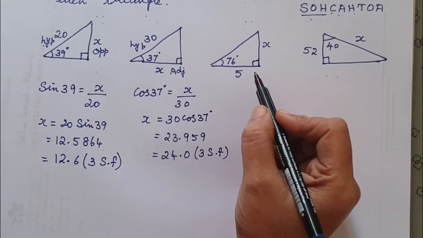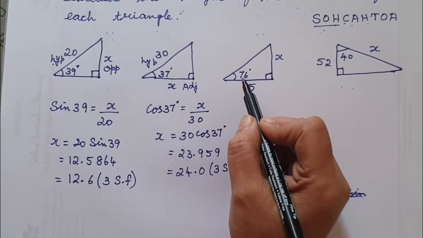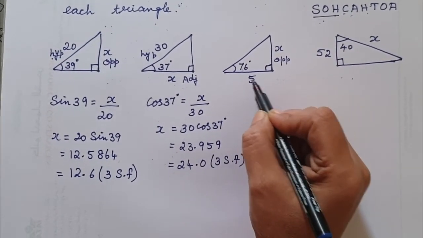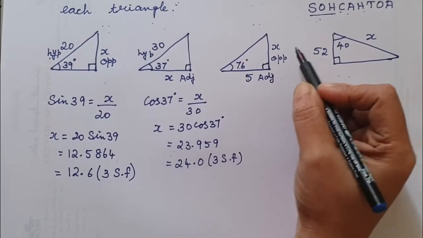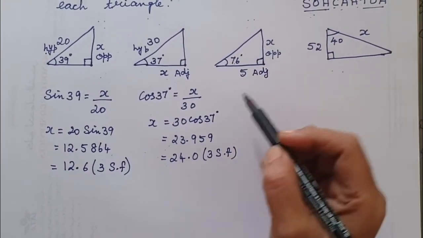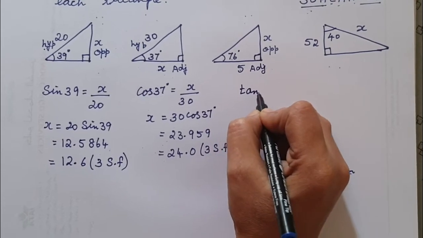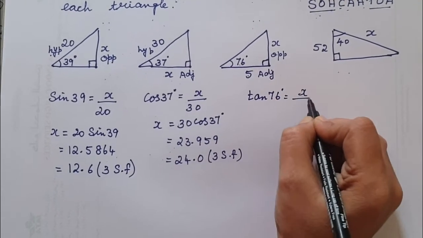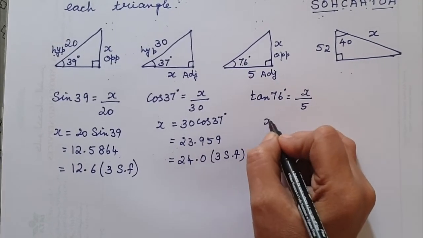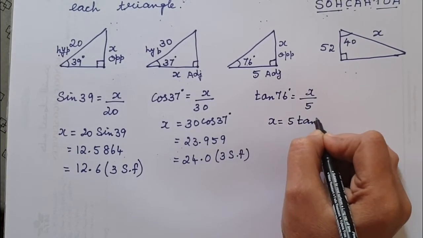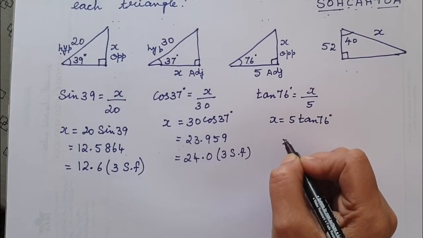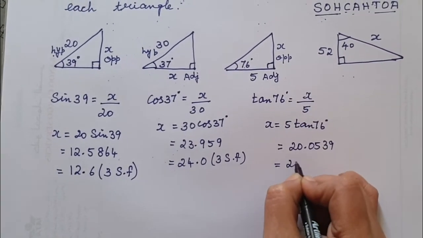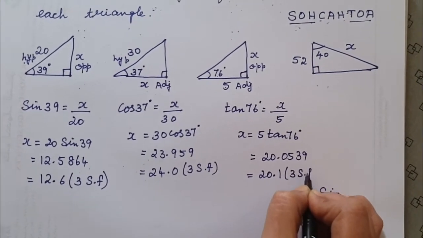Again the next one. Which sides are given? First let us check which sides are given. This is opposite to the angle, so this is the opposite side. And this is the adjacent side. So which one relates to opposite and adjacent? It is the tan. So let us use tan. Tan 76 is what? Opposite over adjacent. Opposite is x, adjacent is 5. Cross multiplied, x equals 5 tan 76. So that will give us 20.0539, which is equal to 20.1, correct to 3 significant figures.